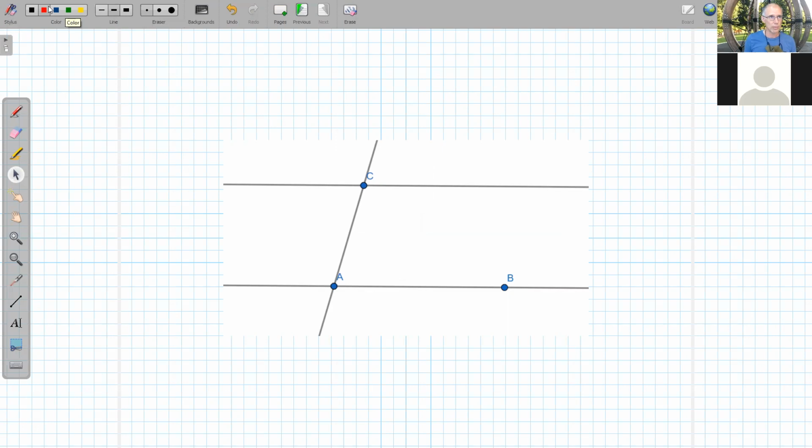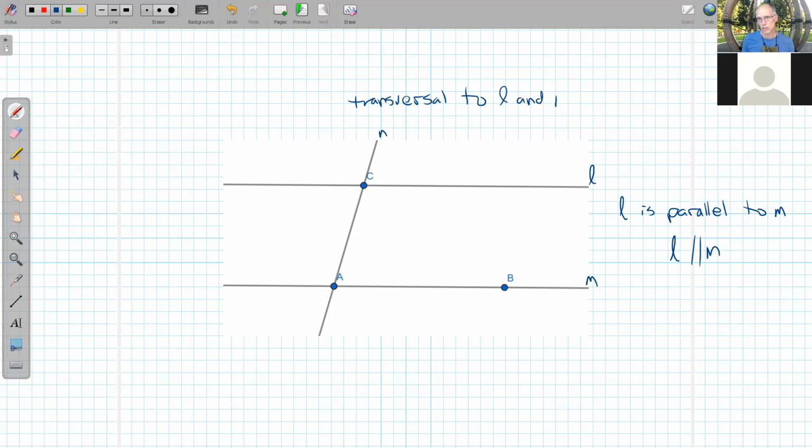Let's call this line L and this line M. So L is parallel to M. Sometimes a shorthand for that, you'll see L and then two vertical lines next to each other and then M. And so that just means L is parallel to M. And then I have this other line here, let's call that line N. N is a transversal to L and M, because L and M are parallel. So any line that crosses parallel lines is called a transversal.